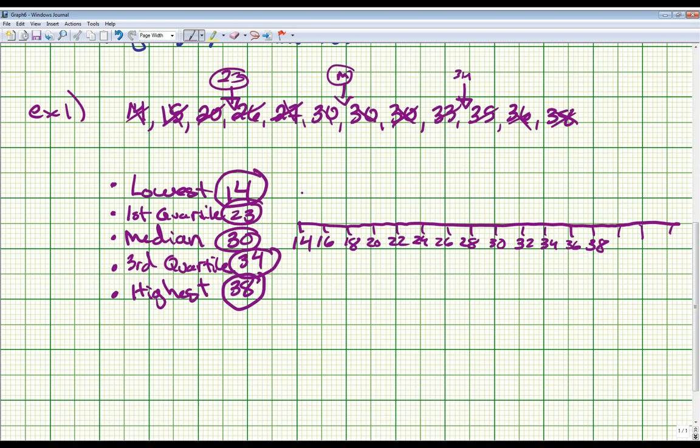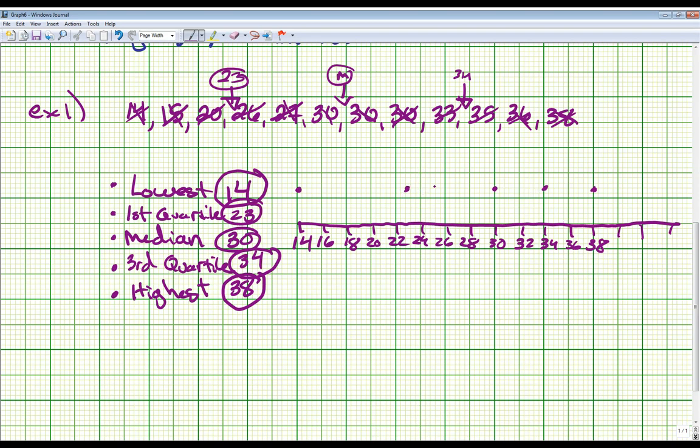So now what we'll do is make a dot above the 14. We call that a floating dot. And then we'll make a dot above the 23. Here's 22, here's 24. So 23 would be right in the middle. Then we make a dot for the 30. And then we'll make a dot for the 34. And we make a dot for the 38. I want you to notice that the dots are not evenly spaced, right? There's some bigger spaces and some smaller spaces. That is okay. It doesn't have to be symmetric.